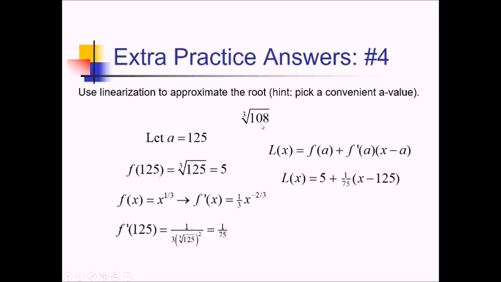And then to approximate the cube root of 108, I need to plug 108 into this linearization formula for x. And it's going to be approximately equal to all this stuff. So this is going to be, let's see here, negative 17. So this is 5 minus 17/75, which if we wanted to, we could rewrite this as 4 and 58/75.